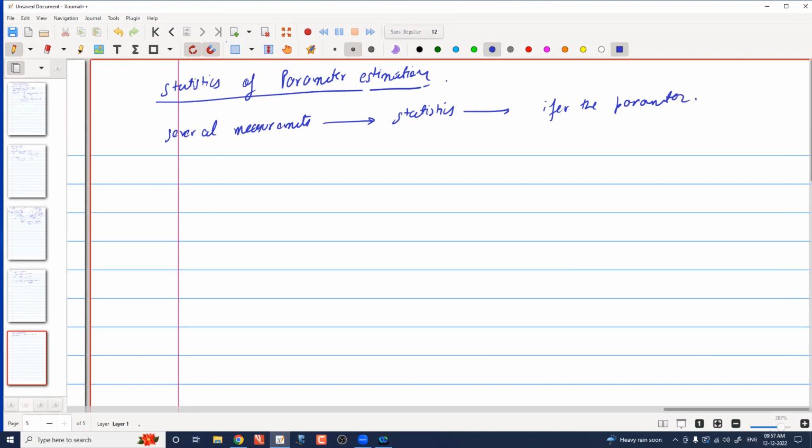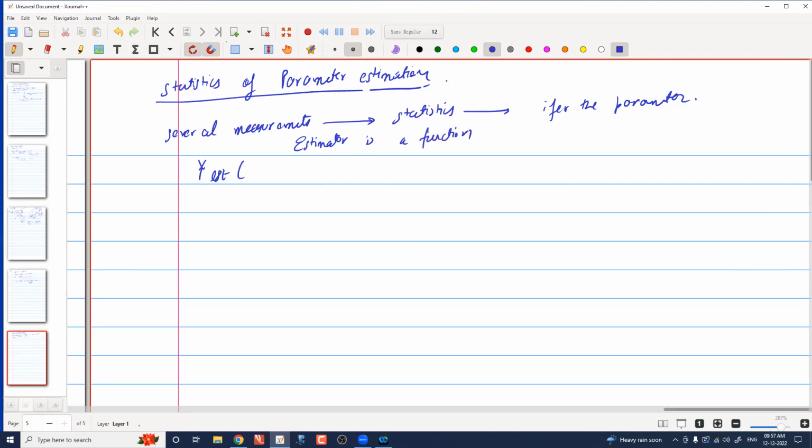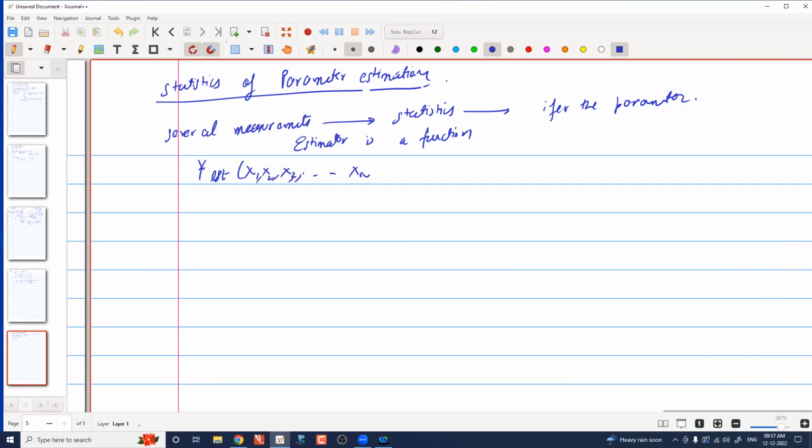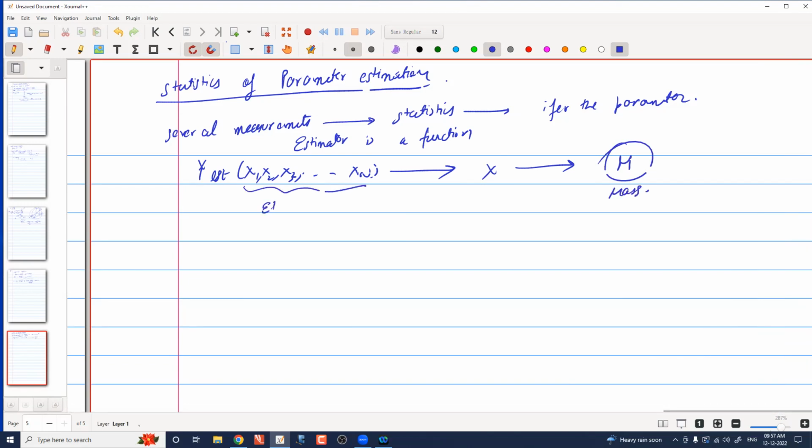We already talked about it. The function that does it for us is called an estimator. An estimator is a function that is going to input all these values, x1, x2, x3, and eventually is going to give us, in our case, a mass. This was the extension of the springs, for example.